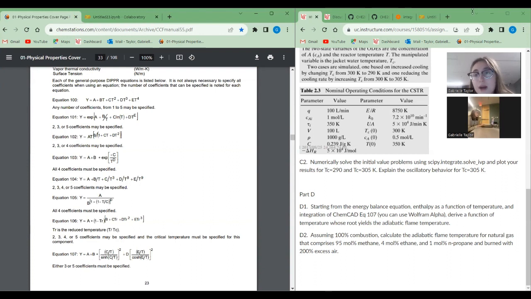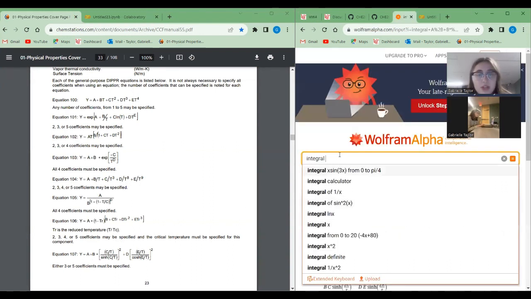So in Wolfram Alpha, what we do is first do just a regular define adiabatic temperature. What we want to do.